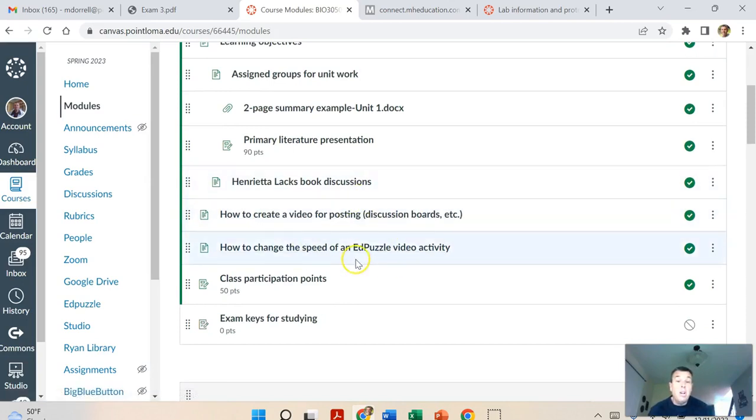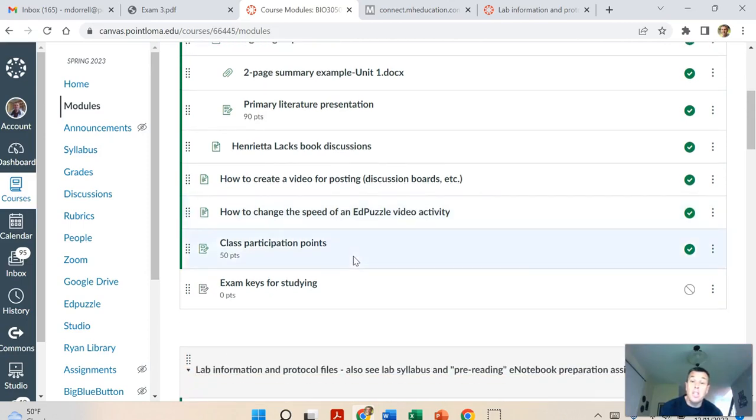And then some more important information here, including how to change the speed of an Edpuzzle, if you want to speed it up a little bit and so forth. I wouldn't speed it up too fast, but you can speed it up a little bit as long as you're still getting the information and taking notes and finishing the questions along the way.